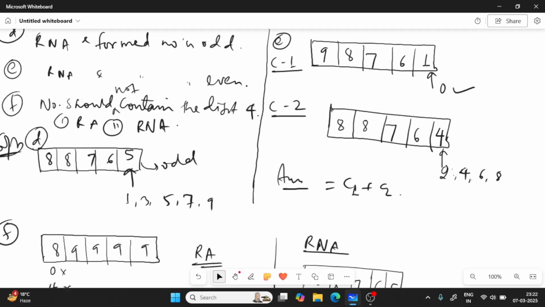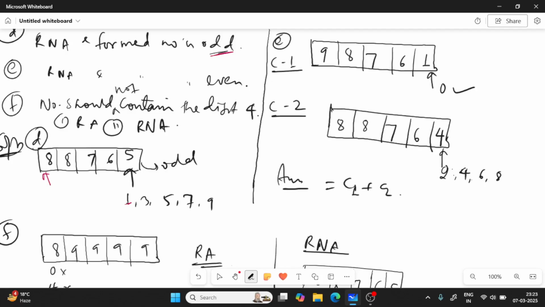Next part, he is telling if repetition is not allowed, the number formed should be odd. So we have to form an odd number. So how do you form an odd number? Every number which is odd has its last digit, that is the unit place, with an odd digit. What are odd digits? 1, 3, 5, 7, 9. So how many ways are there? Total 5 ways.